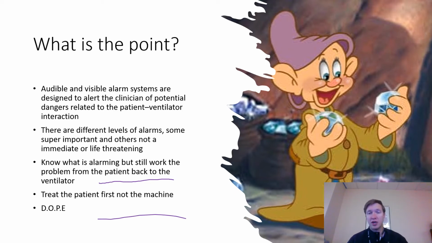O would be obstruction. Is the tube obstructive? If I try to pass a suction catheter, will it pass? If it's an endotracheal tube patient, are they biting down on that endotracheal tube and causing an obstruction of the gas to go in and out, right? So what's going on there? Is the tube occluded or obstructed?